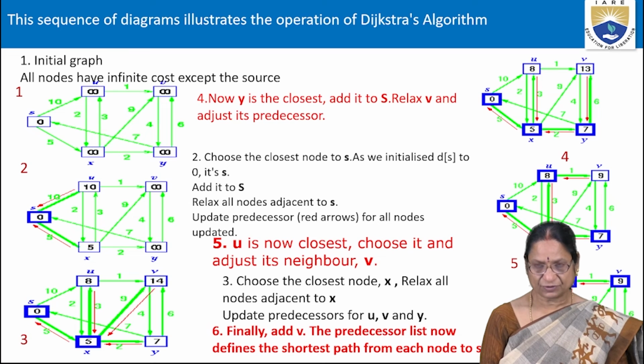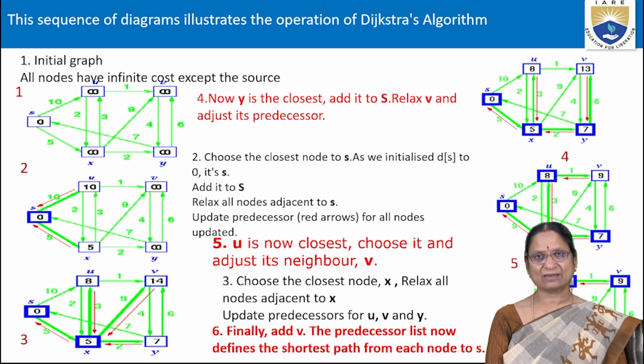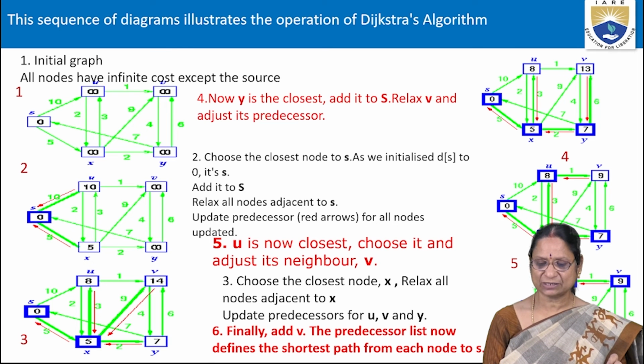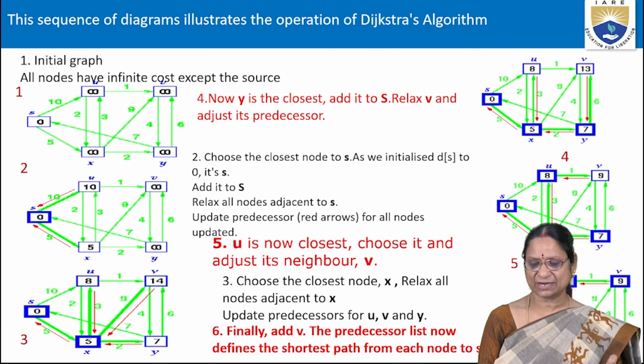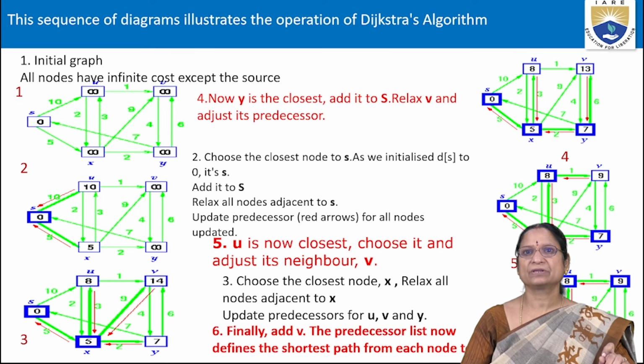And we'll see for Y also. Y is previously infinity. The cost of X is 5, and the edge distance from X to Y is 2. 5 plus 2 is 7. So Y is updated with 7. That means the comments are written here: choose the closest node to S, as we initialized D of S to 0, and it is S actually.